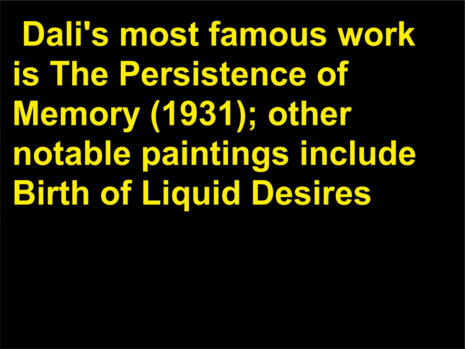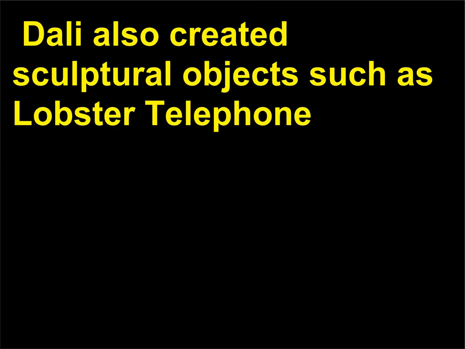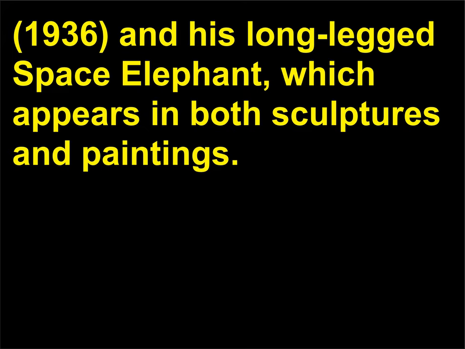Dali's most famous work is The Persistence of Memory, 1931. Other notable paintings include Birth of Liquid Desires, 1931-1932, and Soft Construction with Boiled Beans, Premonitions of Civil War, 1936. Dali also created sculptural objects such as Lobster Telephone, 1936, and his long-legged space elephant, which appears in both sculptures and paintings.